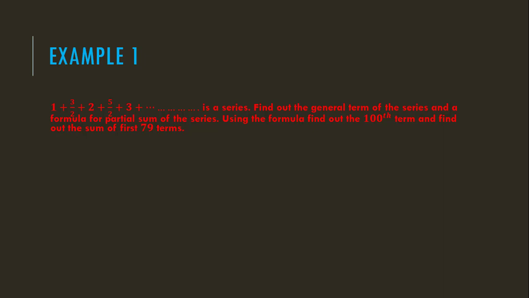So first we have to check whether the series is arithmetic or geometric. Now we can see that if we want to get 3 by 2, we have to multiply 1 with 3 by 2. But if we multiply 3 by 2 with 3 by 2, we do not get 2. So we can say that this is not a geometric series. Now we will check whether it is an arithmetic series or not.